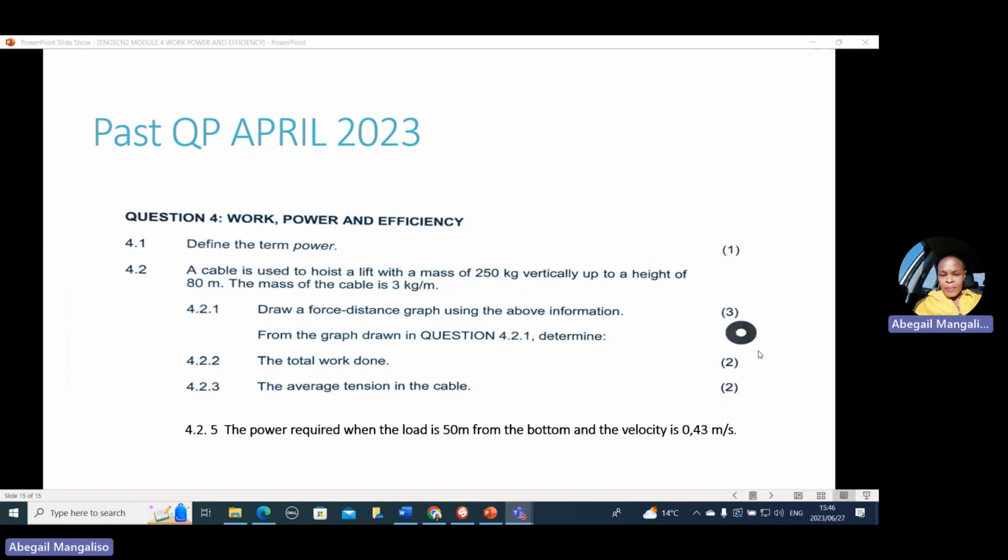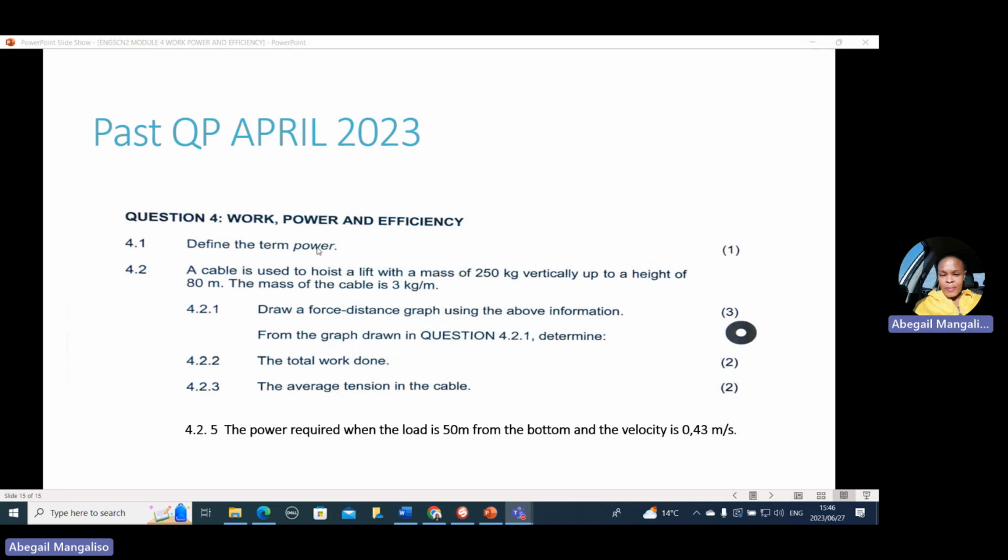In this video, I'm going to explain the force distance graph. I'm going to do the second example of a force distance graph taken from a question paper of April 2023. 4.2. A cable is used to hoist a lift with a mass of 250 kg vertically up to a height of 80 meters. The mass of the cable is 3 kg per meter. First question, draw a force distance graph using the above information.